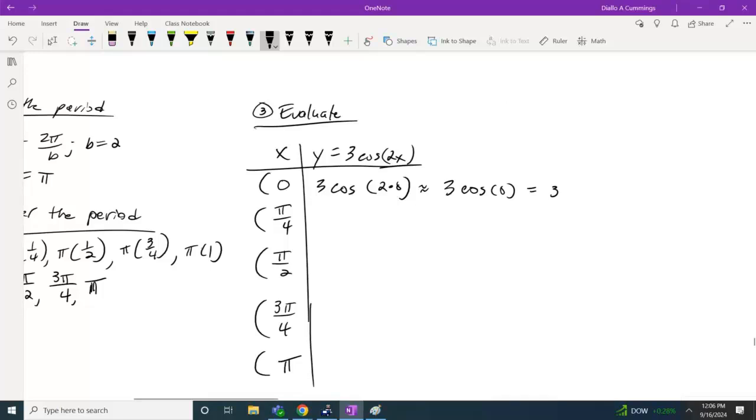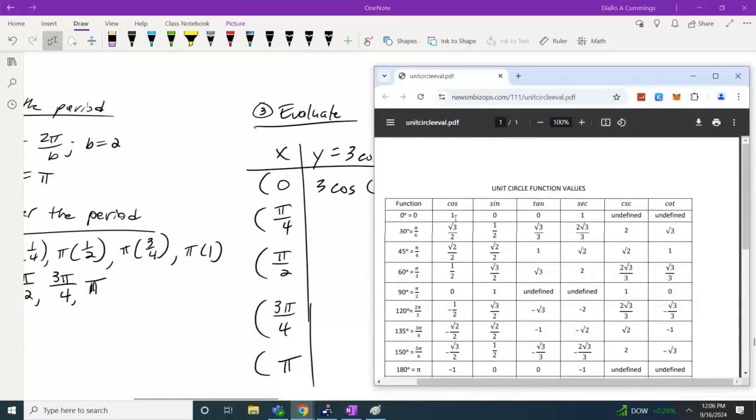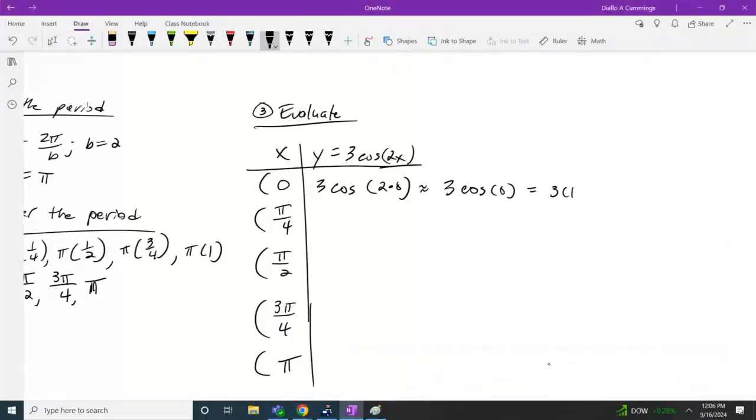And what is the cosine of 0? Well, if we look back at the chart, the cosine of 0 gives us 1. So our first ordered pair point is 0, 3. Notice you have to evaluate the cosine function first and then multiply.